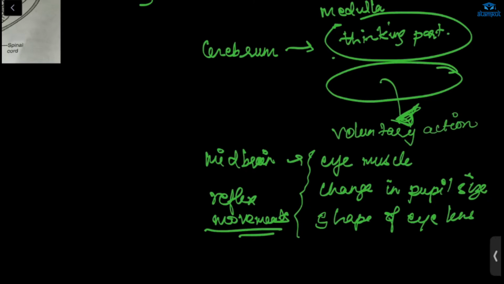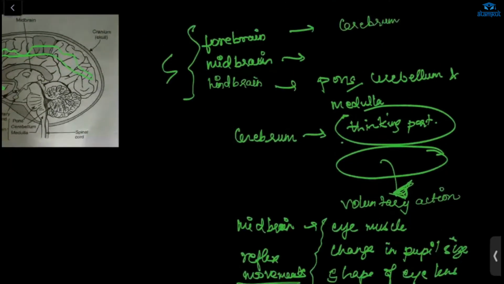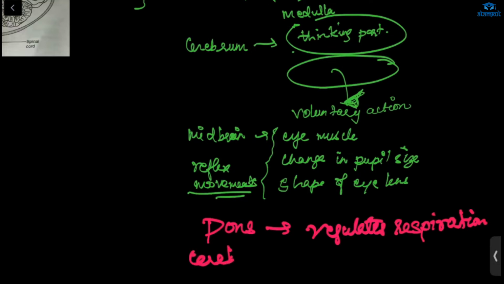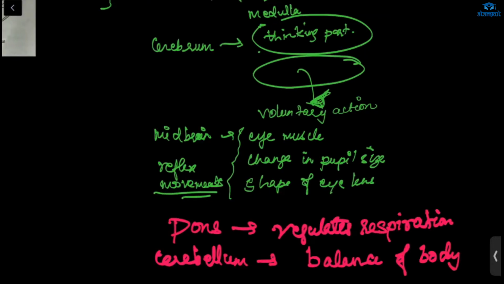Now we have the hindbrain. Inside the hindbrain we have the pons. What is the function of the pons? It regulates respiration. Cerebellum is responsible for balance, and also muscle memory, like learning how to ride a bicycle.